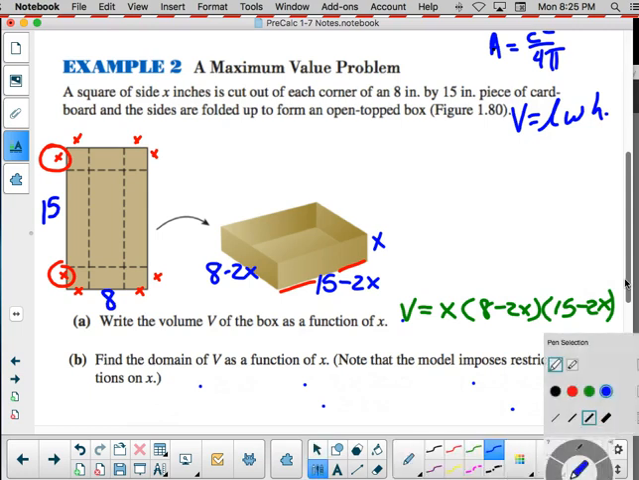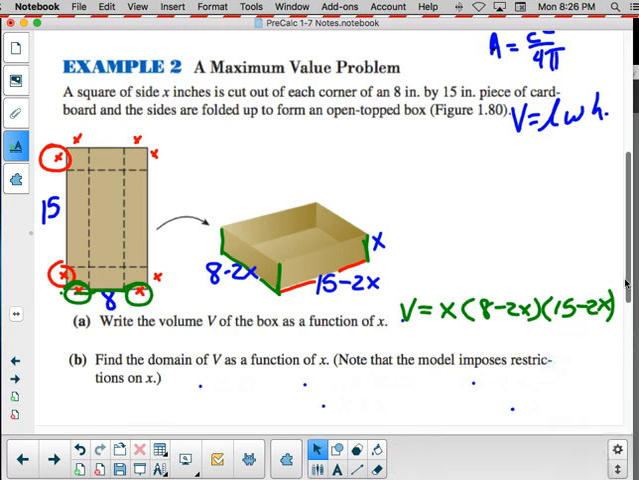And this side is 8, the whole thing is 8, but I'm subtracting off 2x. That's this side. Now, that x part folds up, and it's my height on my box. So I've got my length, which is 15 minus 2x. My width is 8 minus 2x. And my height, which is just x. So those are my three measurements for volume.